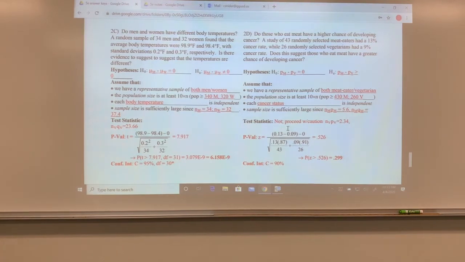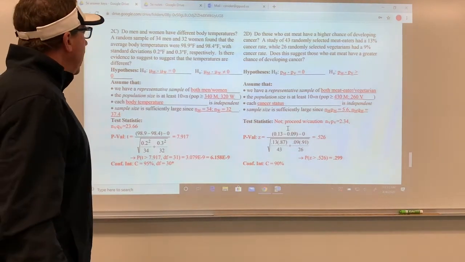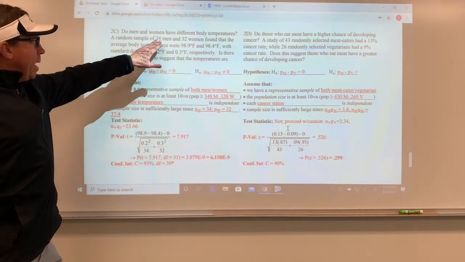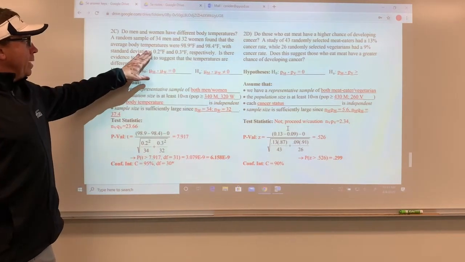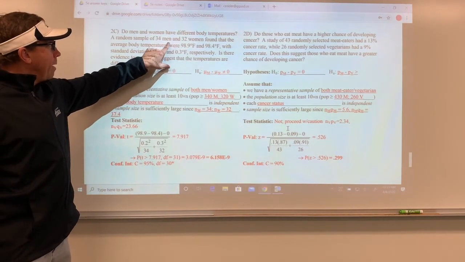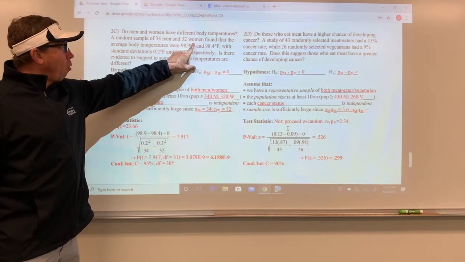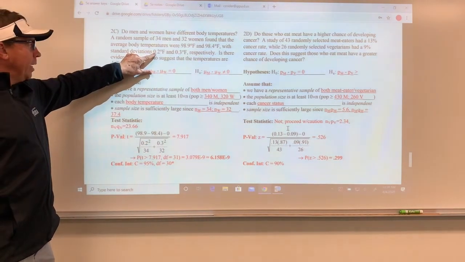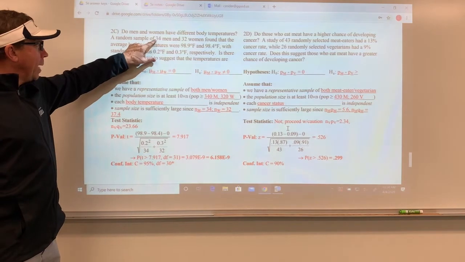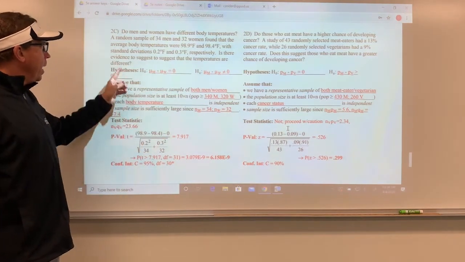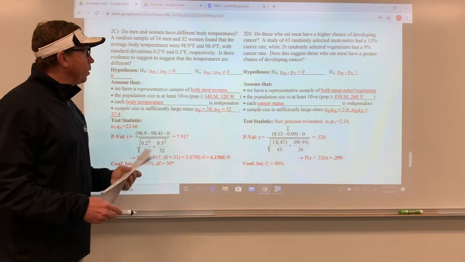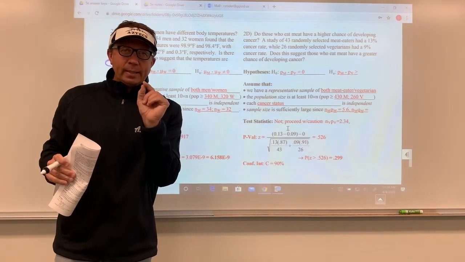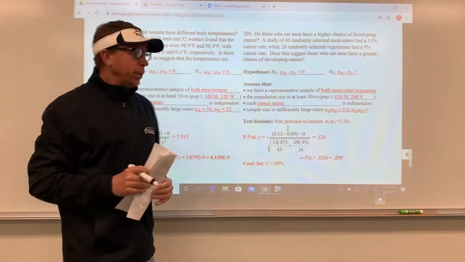Okay, item C. Do men and women have different body temperatures? Okay? A sample of 34 men and 32 women found that the average body temperatures were 98.9 for guys and 98.4 for women. That's just a little bit of a difference. With a very small standard deviation, this could be a big factor, of 0.2 for the guys, 0.3 for the girls, respectively. Is there evidence to suggest that temperatures are different? Different is the two-sided symbol of not equal to, okay?